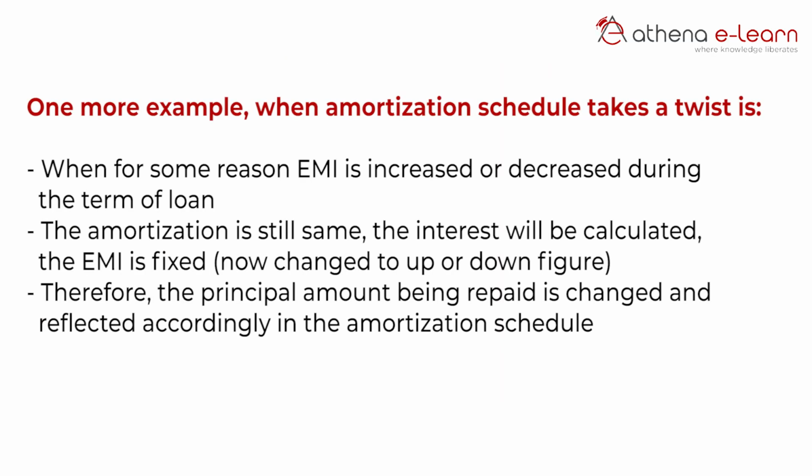Now, there is one more situation where this amortization schedule takes a twist. And that is, and we will talk about this product when we talk about products, if for some reason the EMI is being increased or decreased during the term. The amortization is still the same. The interest will be calculated. The EMI is fixed, now changed to an up or down figure. And therefore, the principal amount being repaid is changed and accordingly reflecting in the amortization schedule.